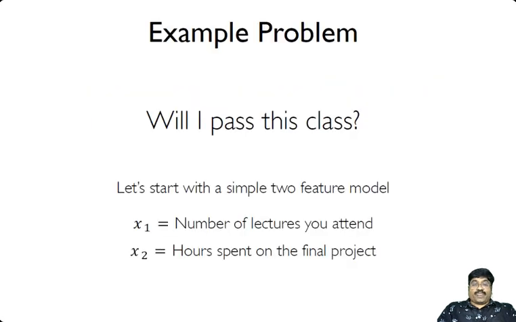Here is a problem that I believe any AI system should be able to solve for all of you, and probably one that you care a lot about. Will I pass this class? To do this, let's start with a very simple two-input model. One feature, or one input, we are going to define is how many lectures you attend during this course. And the second one is the number of hours that you spend on your final projects. I should say that the minimum number of hours you can spend for your final project is 50 hours.